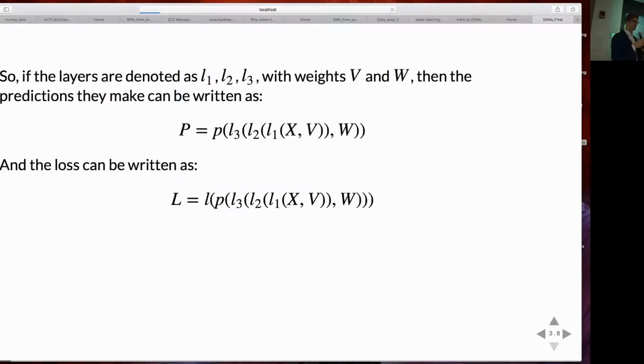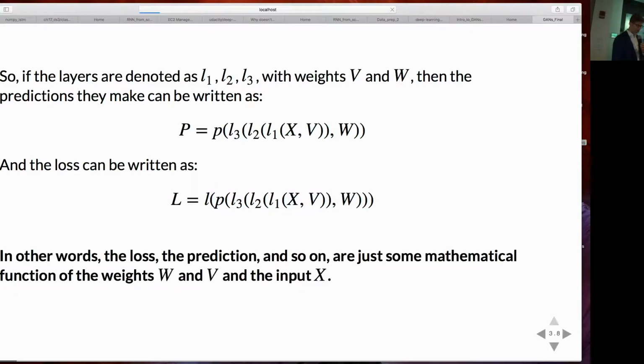If you have layers of a neural network, L1, L2, and L3, you could write a neural network like this: an input comes in, let's call it X, goes through L1, then that goes through L2, then that goes through L3, and then you get some output. There are also weights, let's call them V and W, in there. You could write the output of a neural network as a function of that, or you could write the loss of a neural network as a function of that. I think a lot of people are probably familiar with this.